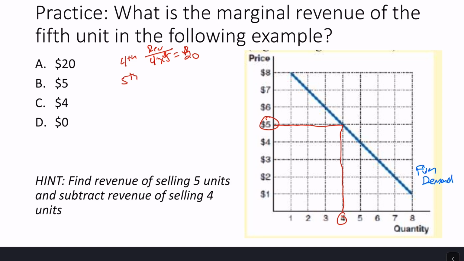Let's do the same thing for the fifth unit. If you want to sell 5 units, come up to the demand curve, come over to the price axis. Well, now you need to lower the price to $4. And so we can sell 5 units times $4 equals $20 in revenue. That difference in revenue is $0. So we know that our marginal revenue now is $0 in that case.